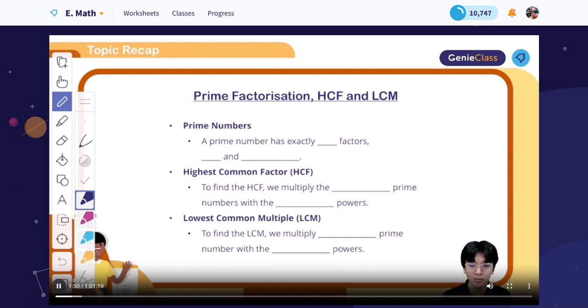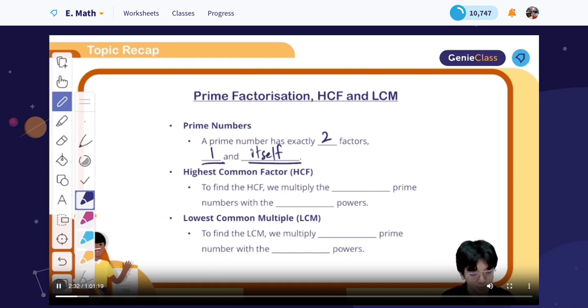So prime numbers. What is a prime number? Anyone tell me, how many factors does a prime number have? Actually, it's right here. There are 2 blank spots, so that means there are 2. So what are the 2 factors? Okay, good. Thank you, Chen Zheng. 1 and itself. You can only divide by 1 and itself.